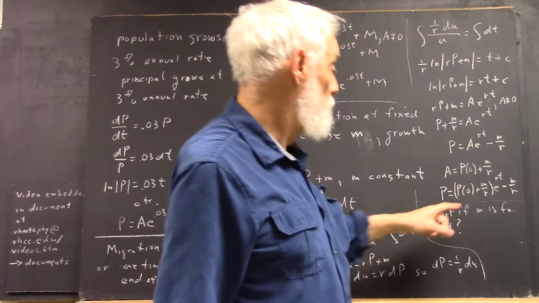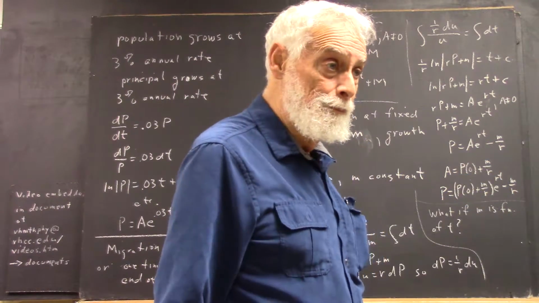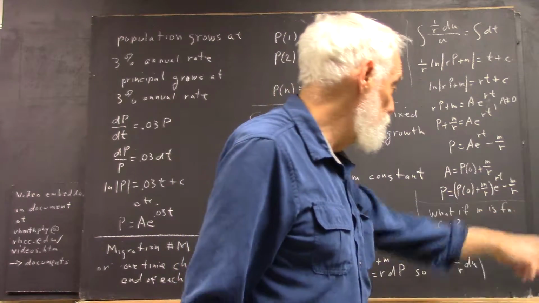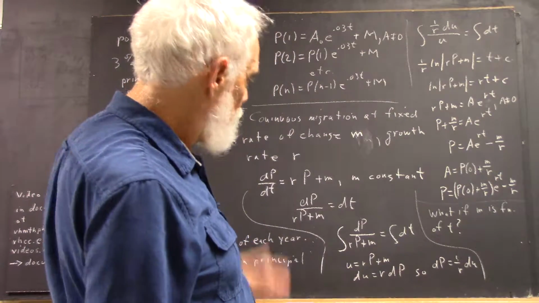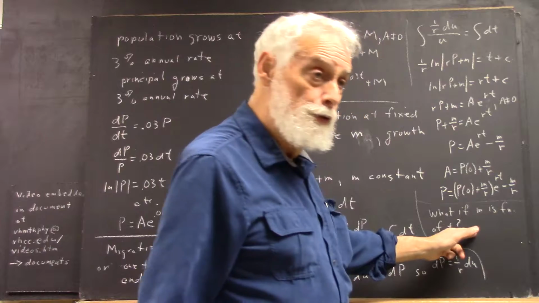You might not be given the population at t equals 0. You might be given the population at a later time. You could still figure this out if you're given sufficient information. Okay, so that one is a pretty straightforward situation, but it's a bridge to the more general situation.